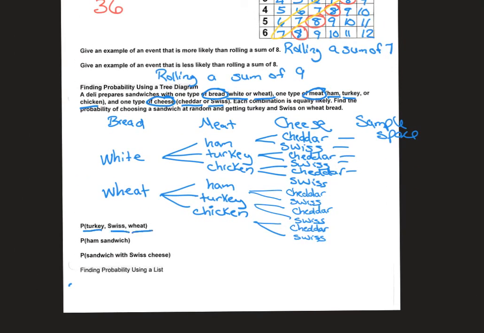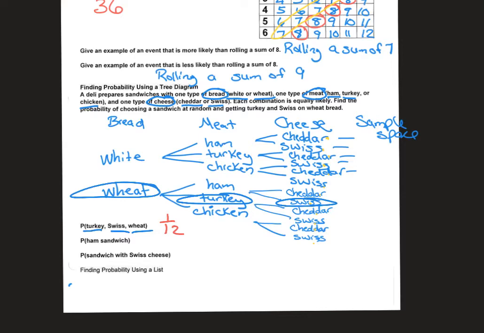Turkey, Swiss, and wheat was the first question, right? So of those, with wheat bread, turkey, and Swiss, there's only one, right? Wheat, turkey, Swiss. There's one out of how many choices? If we count, we have 1, 2, 3, 4, 5, 6, 7, 8, 9, 10, 11, 12 different sandwiches. So the turkey Swiss is going to be 1 out of 12.